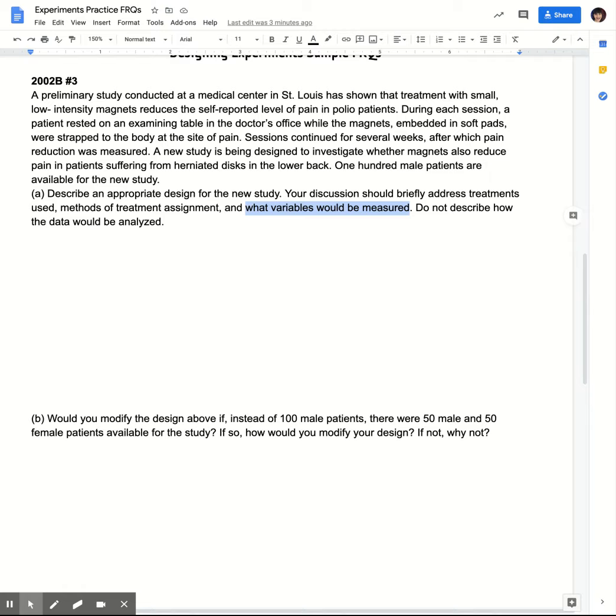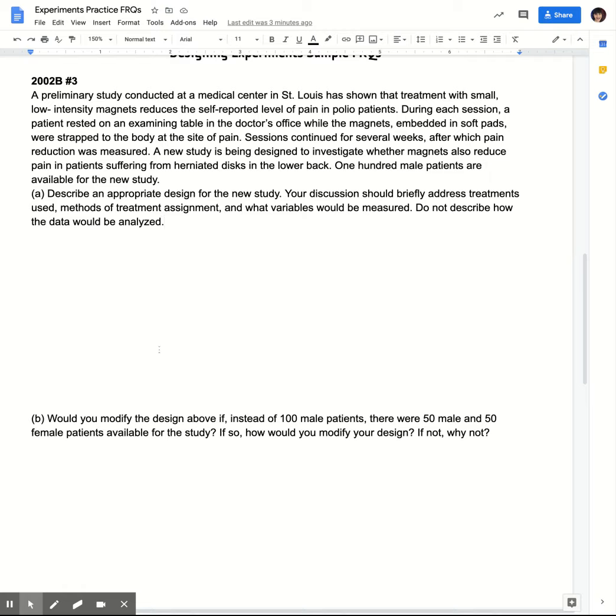Right? What are the people taking the data going to record? Okay, and then it says do not describe how the data would be analyzed. Meaning you don't have to talk about, like, after you analyze all the data, putting it in a histogram and looking for mean and standard deviation. You don't have to do any of that. They just want you to describe how you would conduct this study.